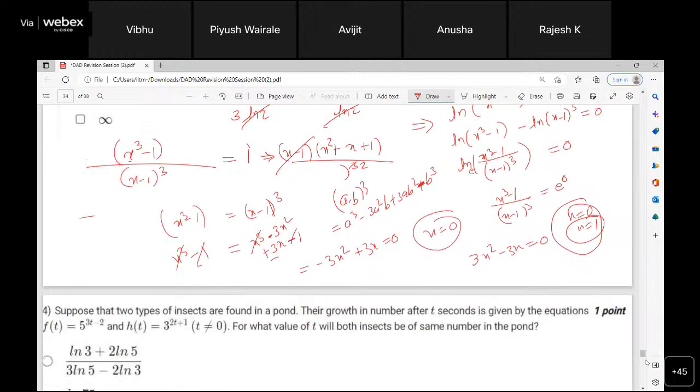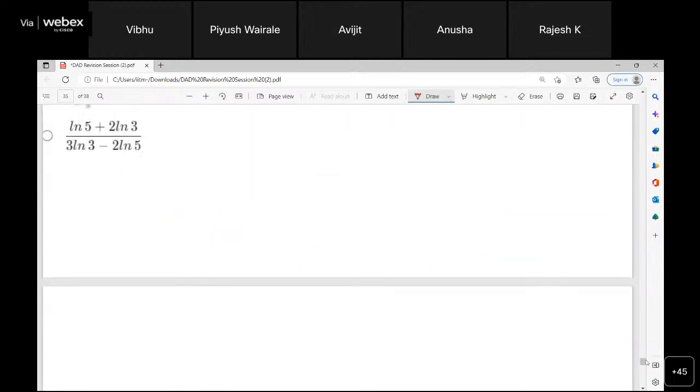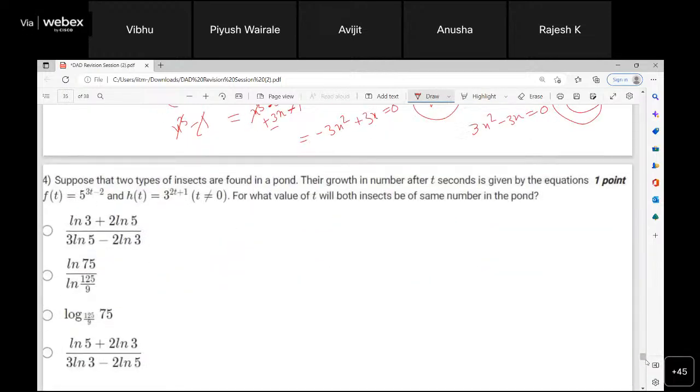Okay, this last example, we can take it. Suppose there are two types of insects found in the pond. Their growth number after t seconds is given by the equations f of t and h of t. For what value of t will both insects be of the same number in the pond? So what do we have to do here? f of t equals h of t.